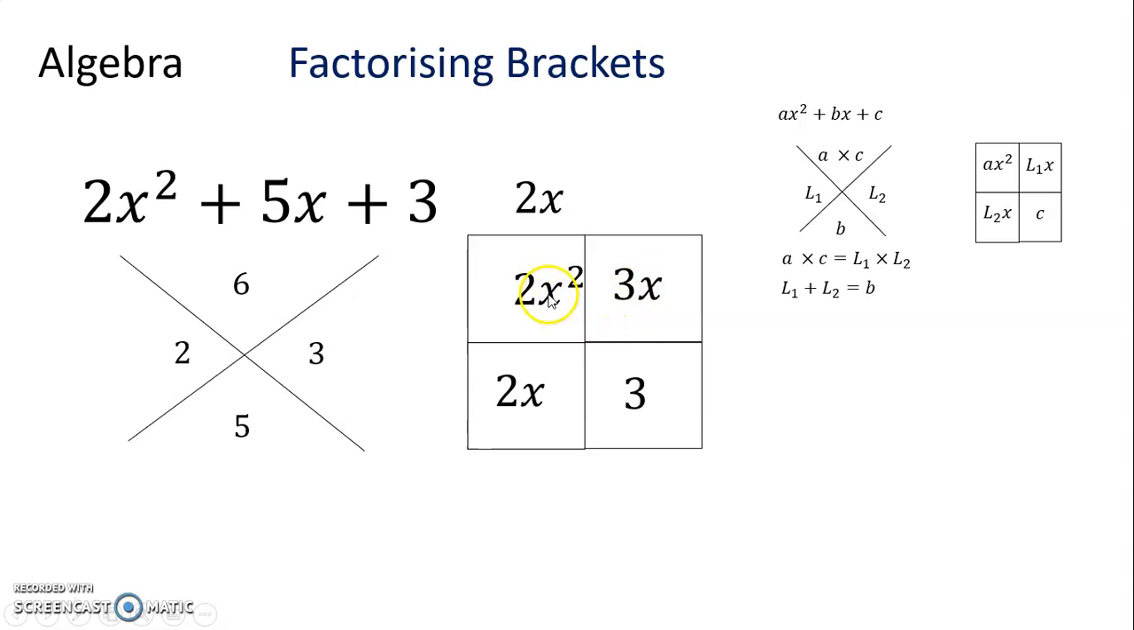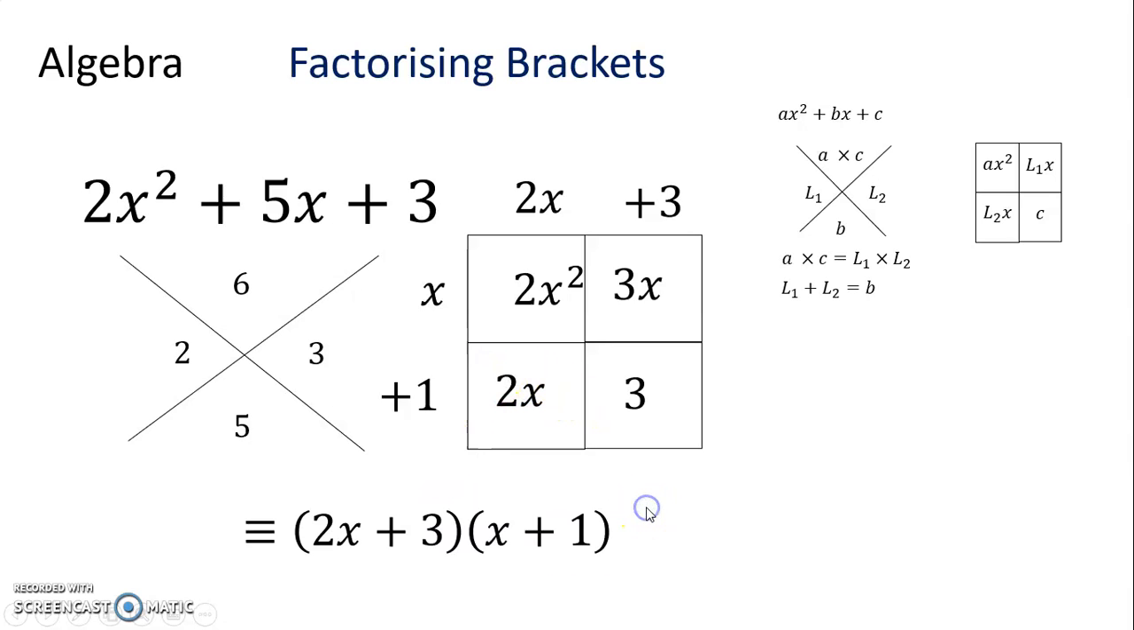What's the highest common factor of 2x squared and 3x? Well, that's going to be x. And then what's the highest common factor of 3x and 3? Well, that's positive 3. 2x and 3, well, the only thing that will divide into both of those is positive 1. So our two brackets are 2x add 3 multiplied by x add 1. And again, you can check that you've got that right just by expanding the brackets at the end to make sure you get back to where you started.